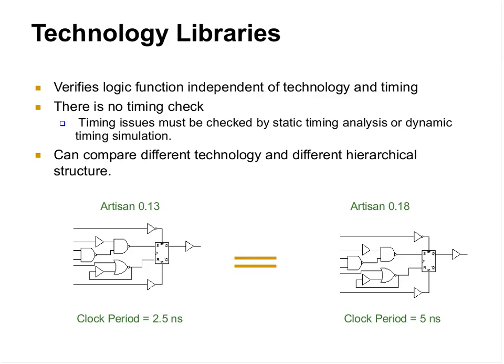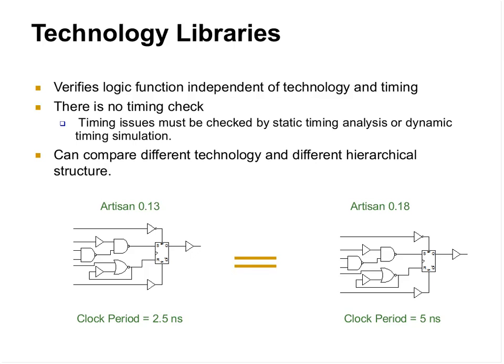There is no timing check, so frequencies are not of any consideration. Even if the hierarchy in one of the netlists is different than the RTL hierarchy, or whatever the hierarchy is in the golden netlist or RTL, it can still verify it. So that's the advantage. It doesn't depend on hierarchy or on what type of cells are used for implementing the netlist. The only thing it needs is the functionality of each and every library cell.